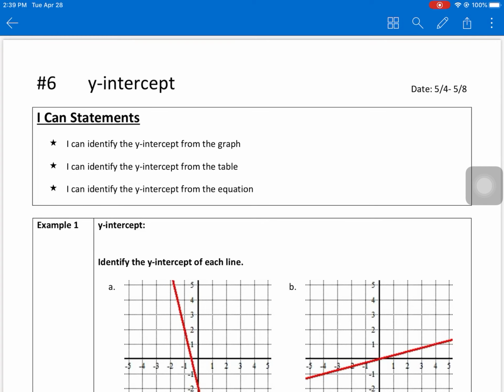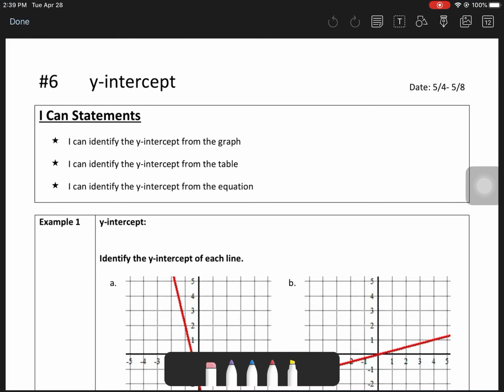So in this section, we're going to be working with something called the y-intercept. And the y-intercept is where your line crosses the y-axis.